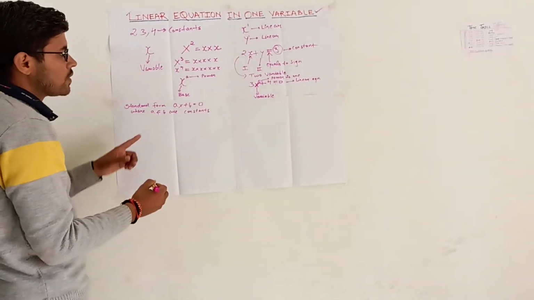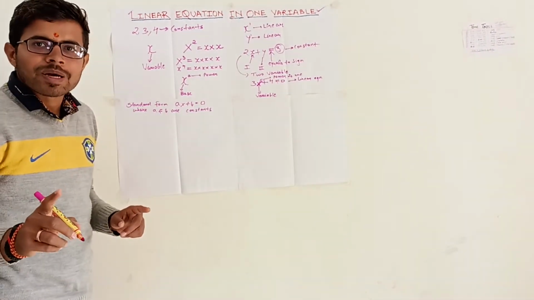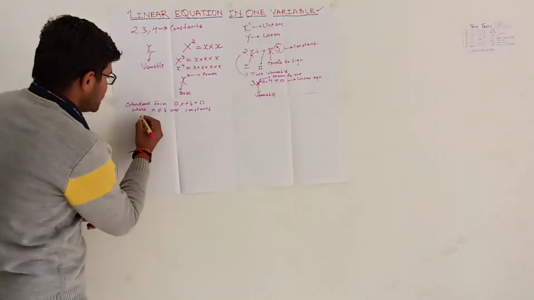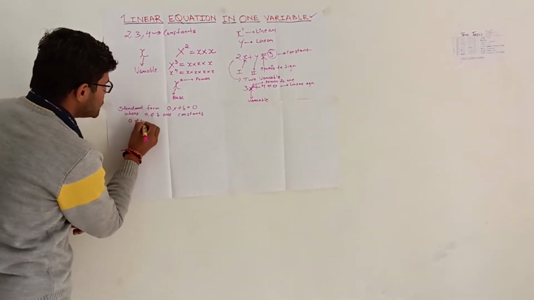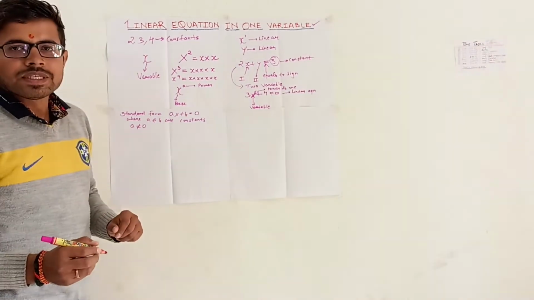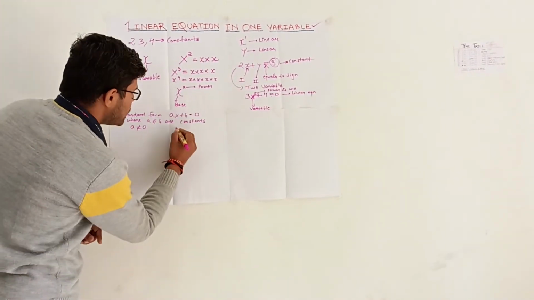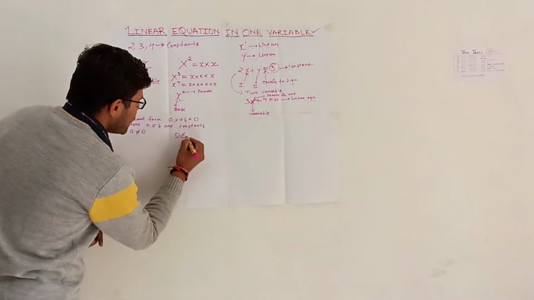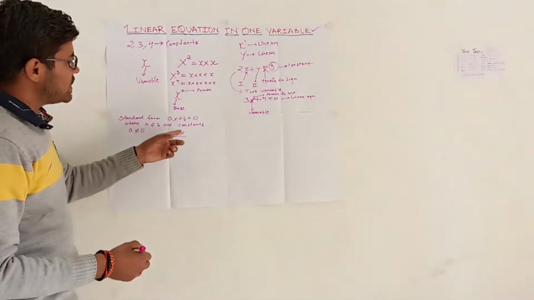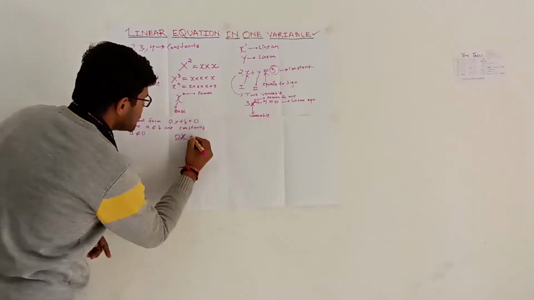A and B are constant. But one thing we have to remember, that A should not be equal to 0. Why should A not be 0? Because suppose A is 0, then our variable itself will go, because 0 multiplied by x will give us 0.